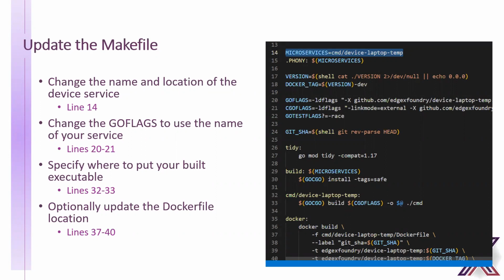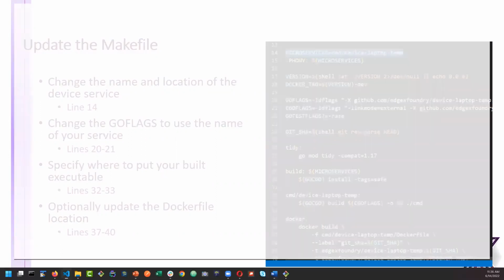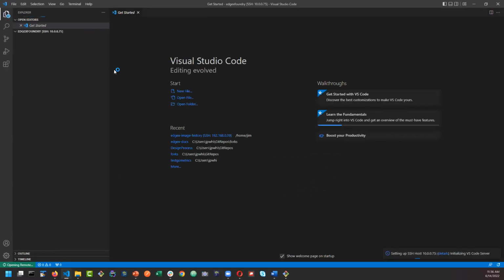So let's go take a look then at my Makefile and how we do this inside of this environment. I'm going to bring up a simple editor here. I've got myself the Visual Studio Code editor here. Let me sign in so I get access to my code base. And it's going to go out and bring me back to that directory, my device laptop temp. And we can see right into that code base here.